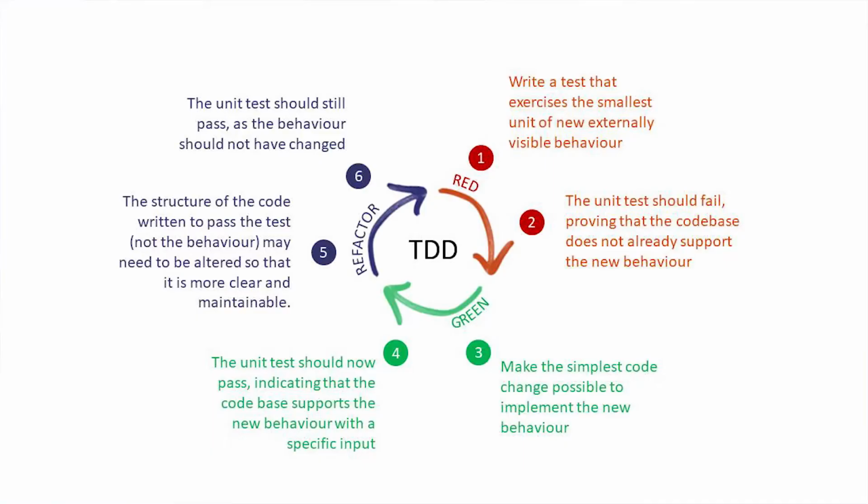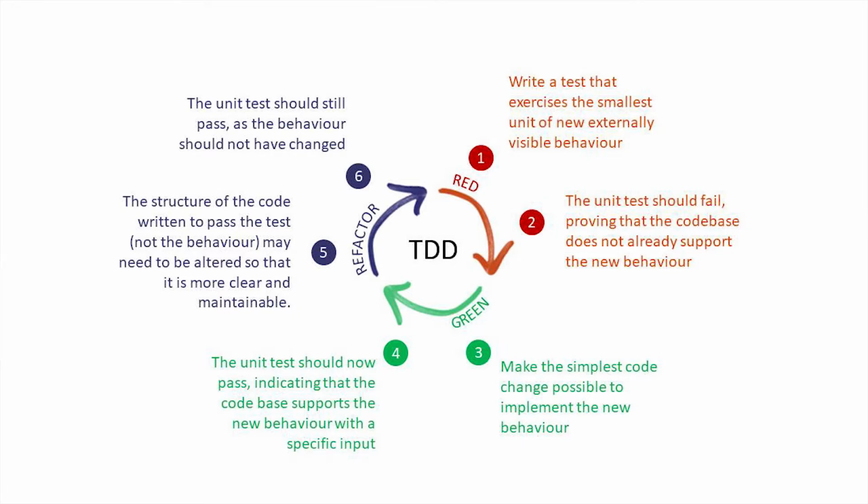So TDD, red-green refactor, hopefully we all know this from the show of hands. We write a test that exercises the smallest amount of visible behavior. The unit test fails, it's red. We know that our code base doesn't contain that functionality. We make the simplest code change possible to implement that new behavior, the smallest unit that we can make. We run the test, it's green, brilliant.